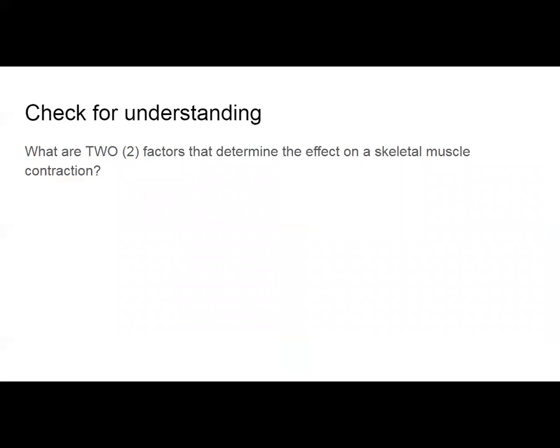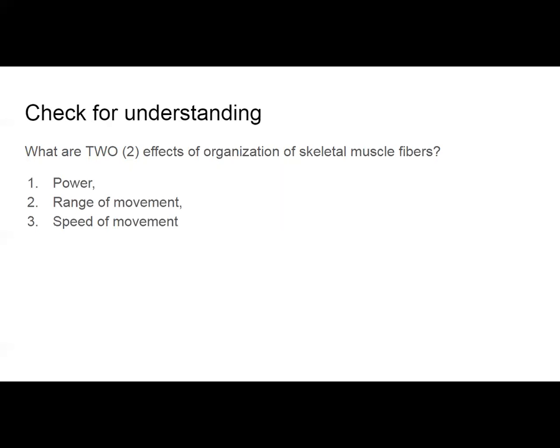All right, let's do a check for understanding. What are two factors that determine the effect on a skeletal muscle contraction? Yes, the way the muscle attaches to the bone, and what else? Anatomical arrangement, good. What are two effects of organization on skeletal muscle fibers? Range of movement, power, speed of movement. Okay, very good.